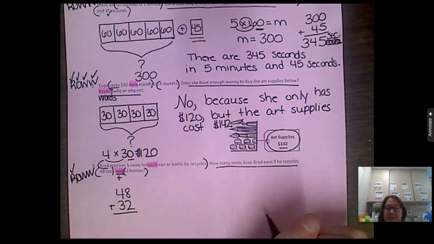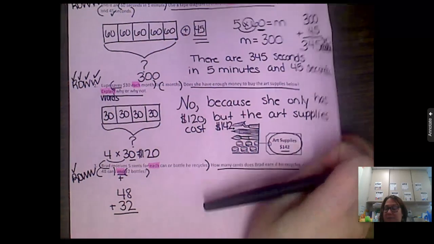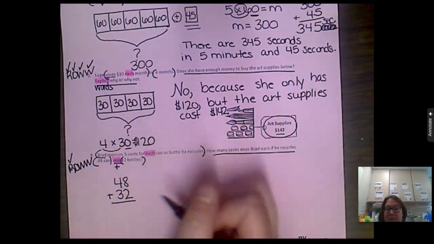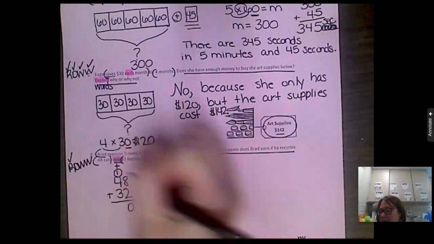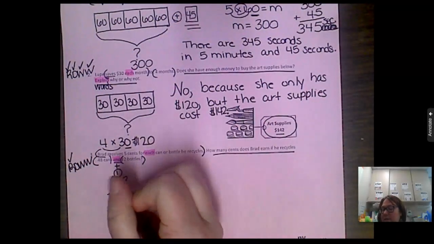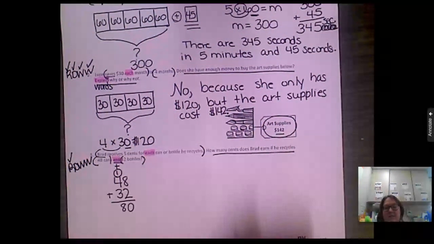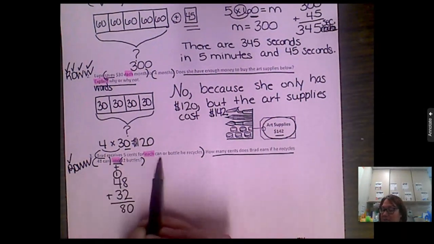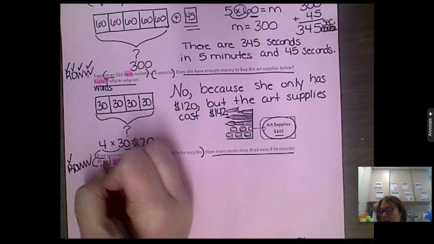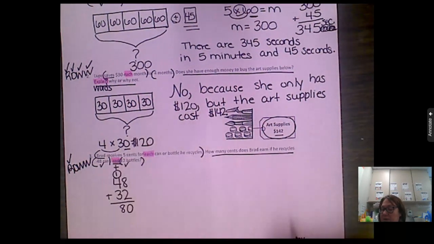You can pause it. Okay, I'm going to solve it and see if you agree. 8 plus 2 is 10, 0, carry the 1. 4, 5, 6, 7, 8. 80. Thumbs up if you also got 80. So he's recycling 80 bottles and cans. So he has quite a few. And now we know that he's receiving 5 cents for each bottle. So I can check off 48 and I can check off 32. And he receives 5 cents for each bottle or can he recycles.